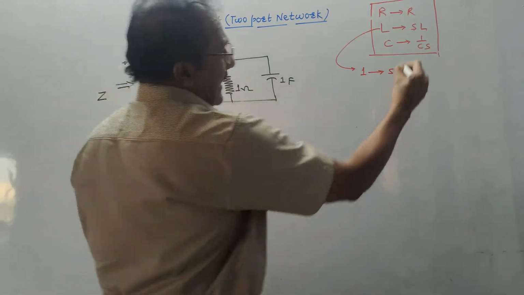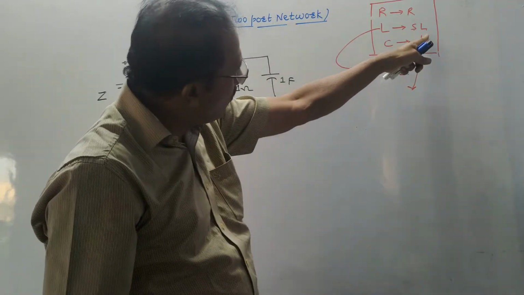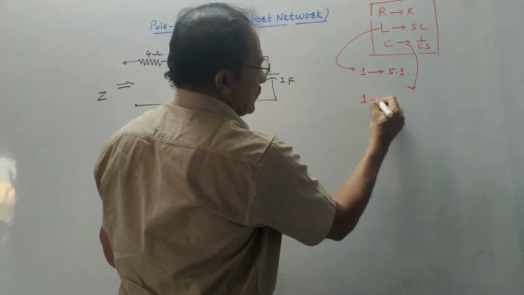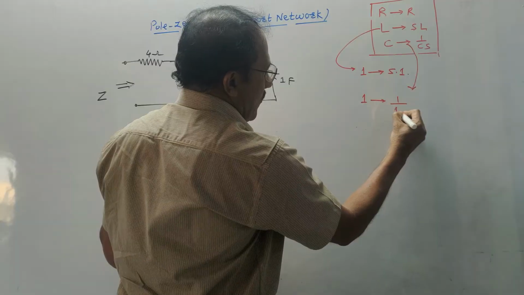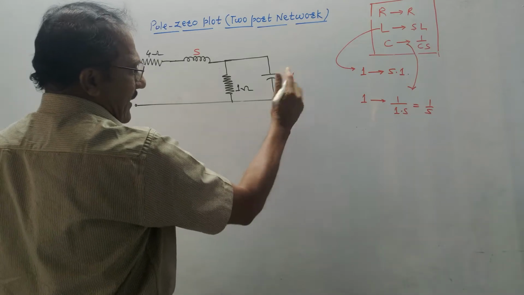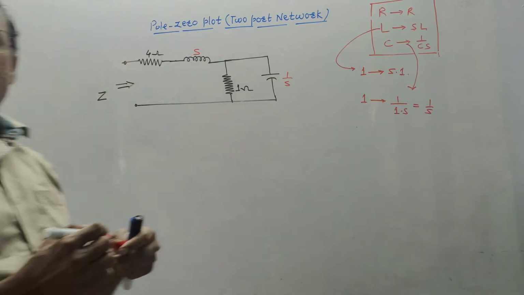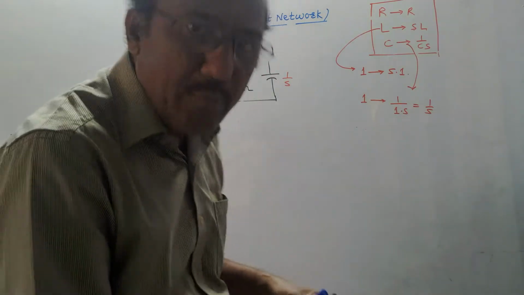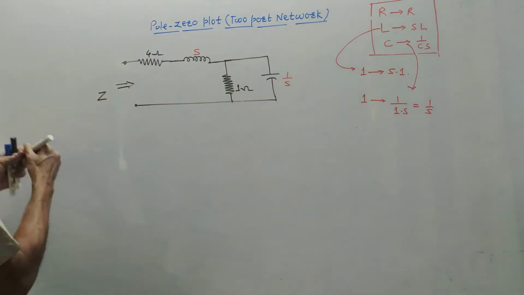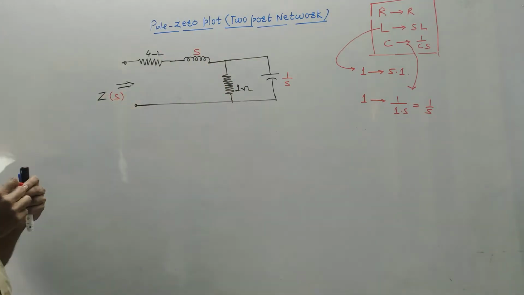For capacitance, I have to make use of this formula. So capacitance is converted into 1 by Cs. C is the value of capacitance. Value of capacitance is 1. So this is transformed as 1 upon 1 into S. Simply it becomes 1 by S. So in place of 1 farad, I will be writing new value 1 by S. This is now the diagram which we have transformed into Laplace domain. Input impedance in this case, once you draw the diagram using Laplace transformation, is denoted by Z of S.